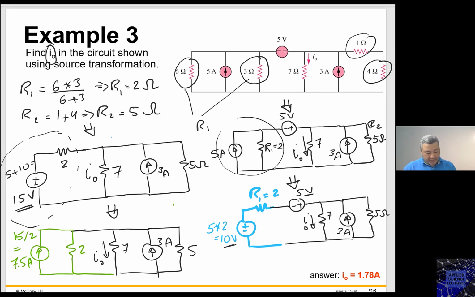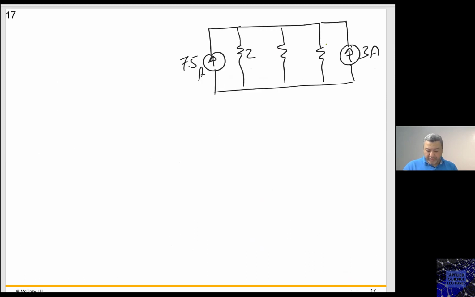So let me redraw now the circuit. Doesn't matter swapping, right? They're in parallel, 3 and 5. So we have 5 here. And this one that we don't want to touch. Now this is my circuit.